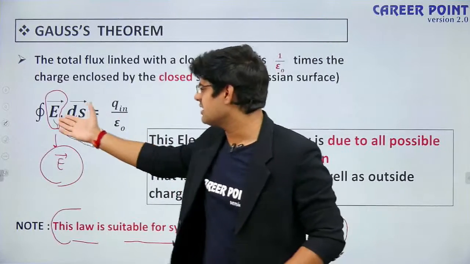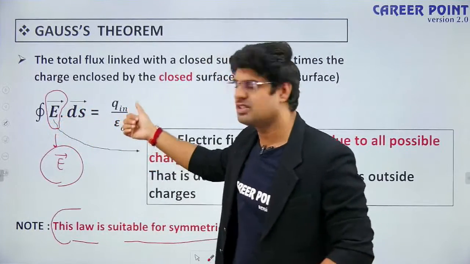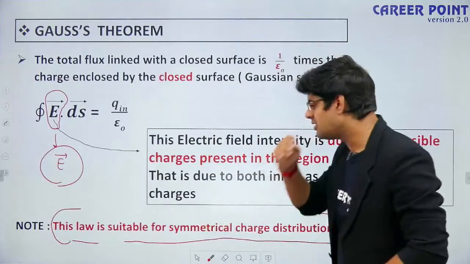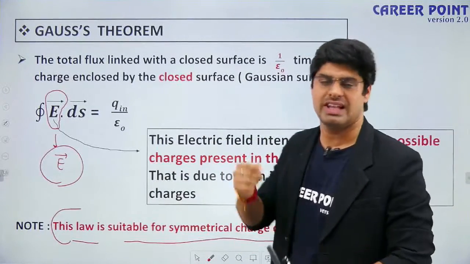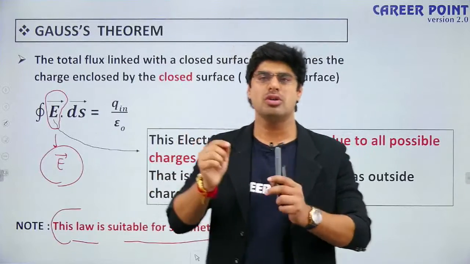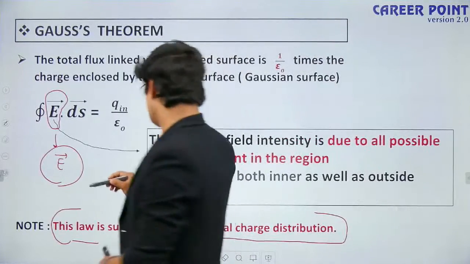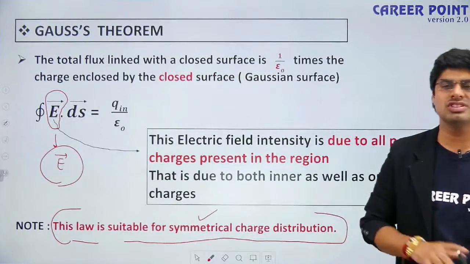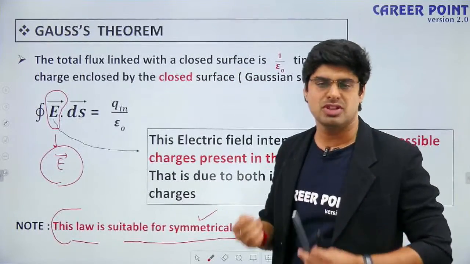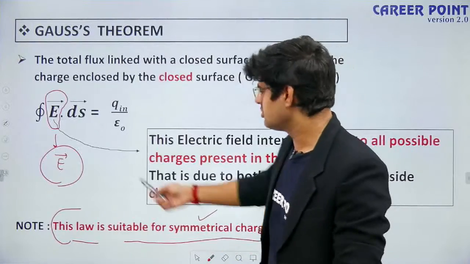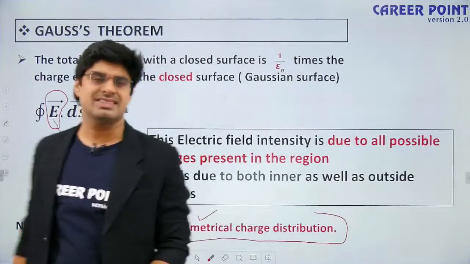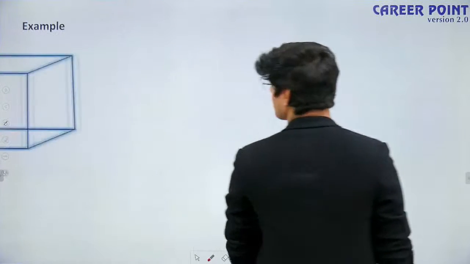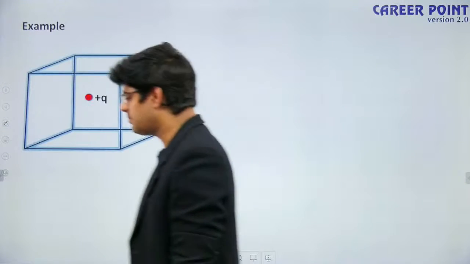We can write this equation, integral E dot ds equals q inside by epsilon naught, for any closed surface, but this law will be useful for us in order to find electric field due to any configuration only and only when the charge is symmetrical. If the charge is not symmetrical, there is no possibility of finding electric field using this Gauss law. That's the reason it is suitable only for symmetrical charge distribution. Now let's do an example about it.